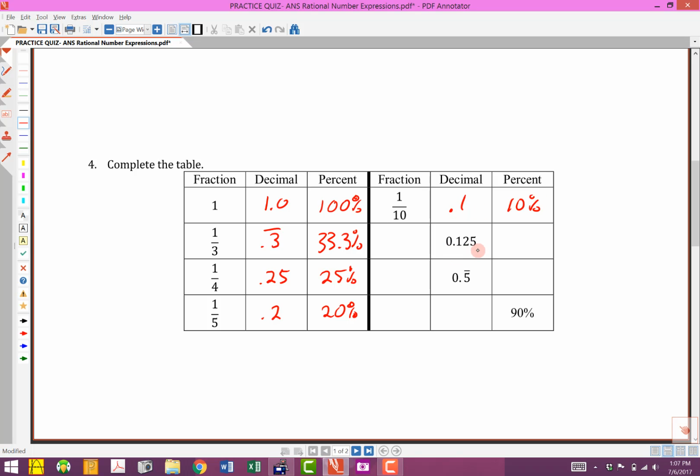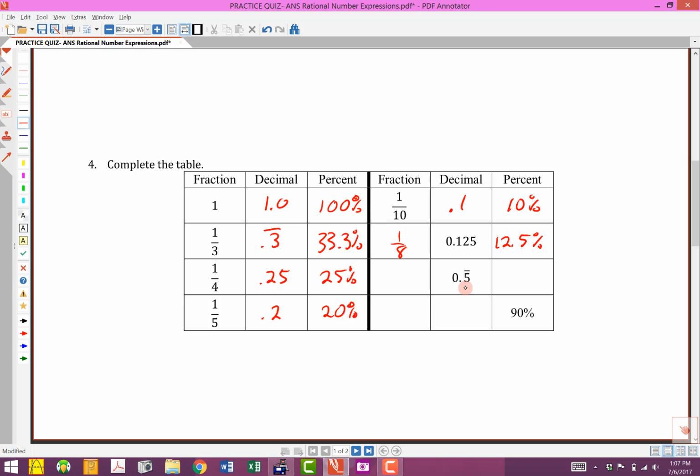Let's see, 0.125. Okay, so here's the decimal. Changing to a percent would be pretty easy. Move it over 2 places, so that's going to be 12.5%. You've got to recognize, remember, this is 1/8, so let's put 1/8 there.